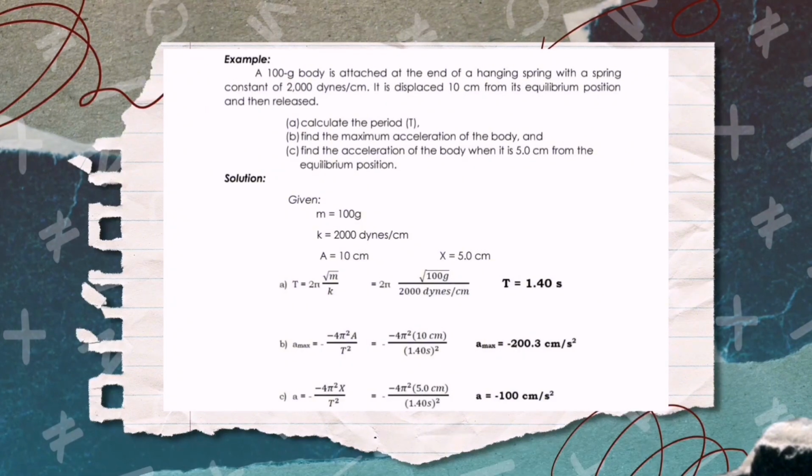So now, after finding the period of the spring, we will move to the maximum acceleration. So we will use the equation a sub max is equal to negative 4 pi squared A over T squared. So just substitute the values, and we will get the value of negative 200.3 centimeters per second squared. So the maximum acceleration of the body is negative 200.3 centimeters per second squared because it acts towards the equilibrium.